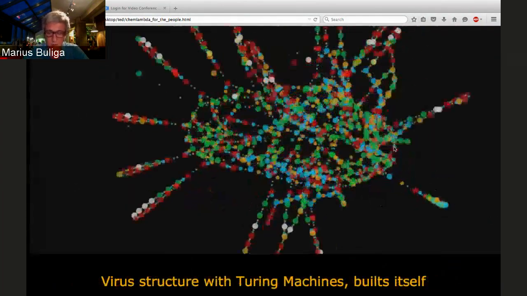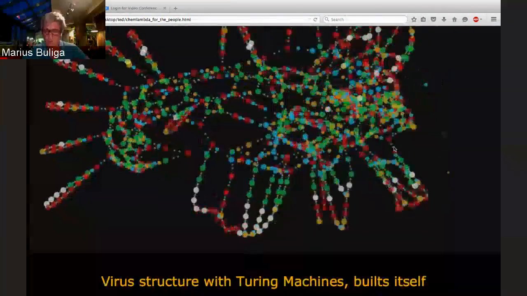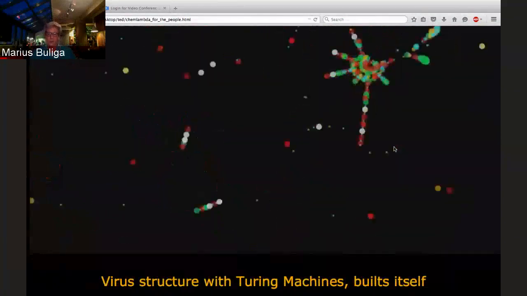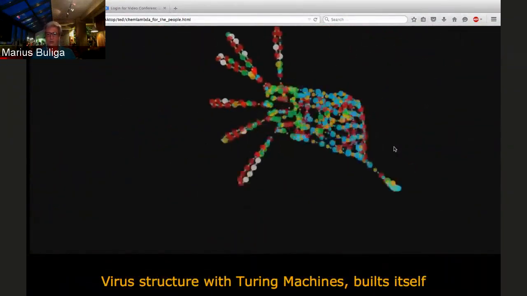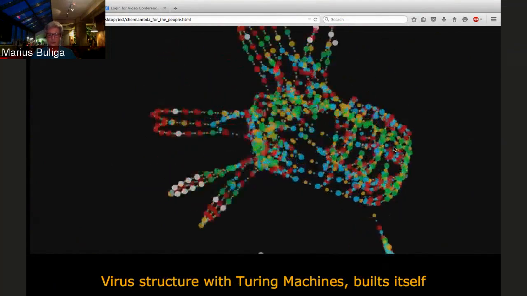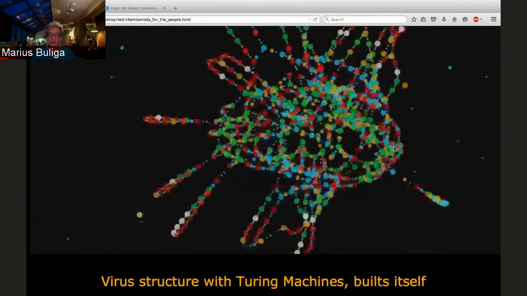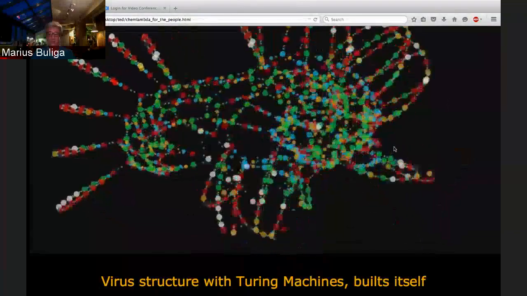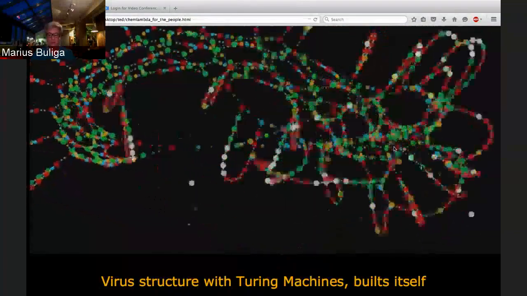Now, a crazy one. As you see, we start with a small template molecule which multiplies and self-assembles into this large structure. This molecule is inspired from the architecture of a real virus, with these loops added. Each of these loops is a molecular version of a Turing machine.